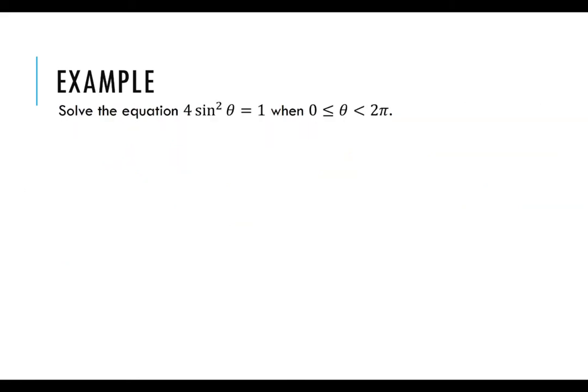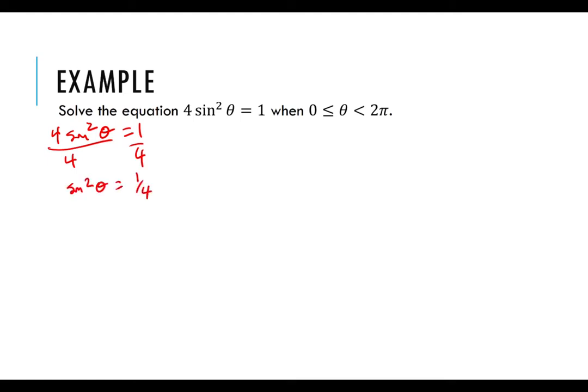Then we want to solve this equation, 4 sine squared theta is equal to 1, and specifically we're just going to limit ourselves to between 0 and 2 pi. We're not going to concern ourselves with all of the solutions, just the between 0 and 2 pi solutions, just like we did a moment ago. So step 1, isolate our trig function. If I have 4 sine squared of theta equal to 1, divide by 4 on both sides. Then we get that sine squared of theta is equal to a fourth.